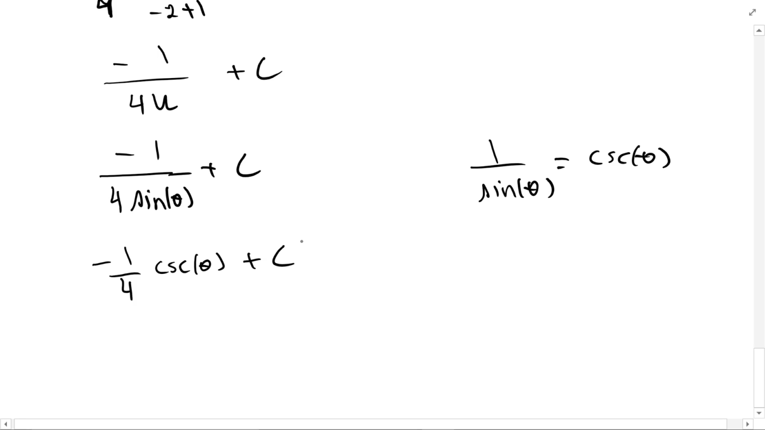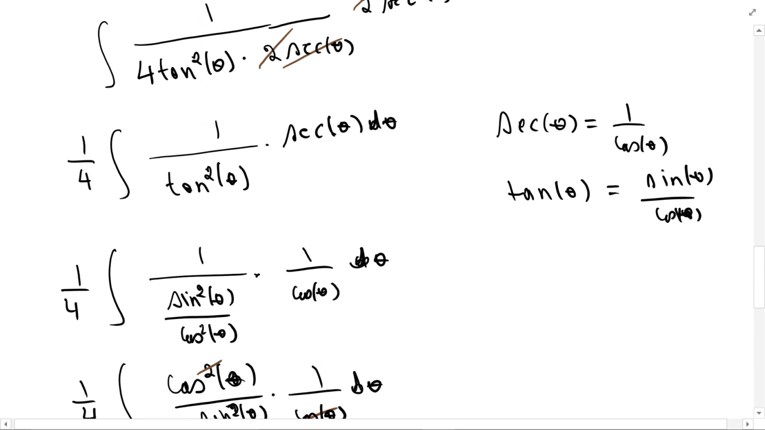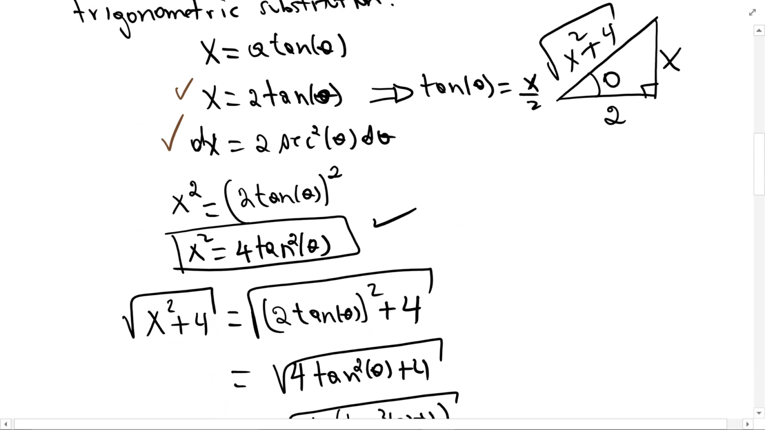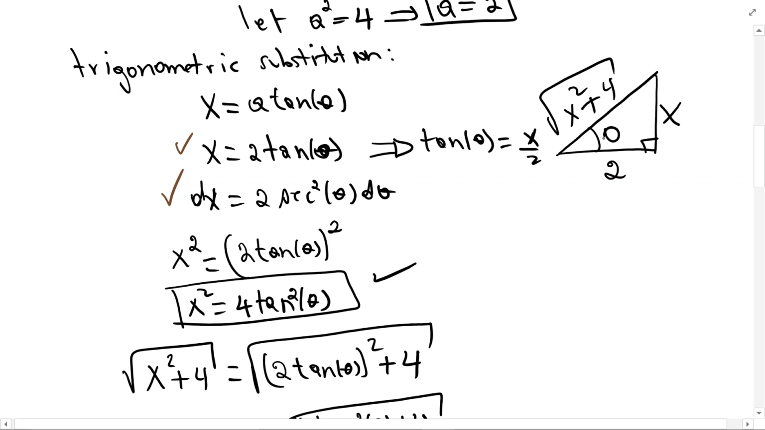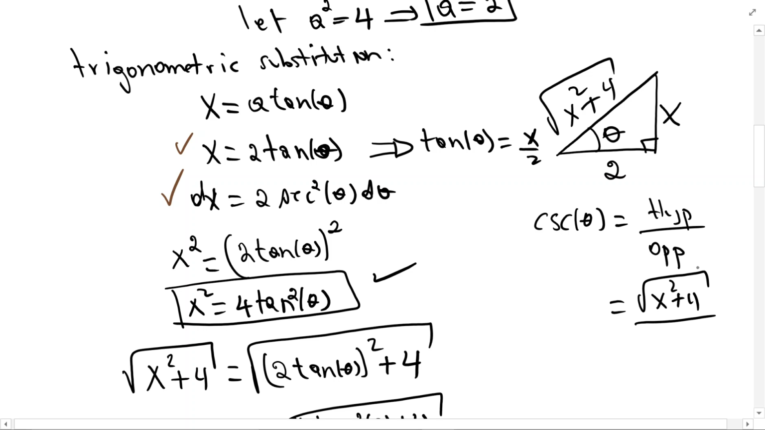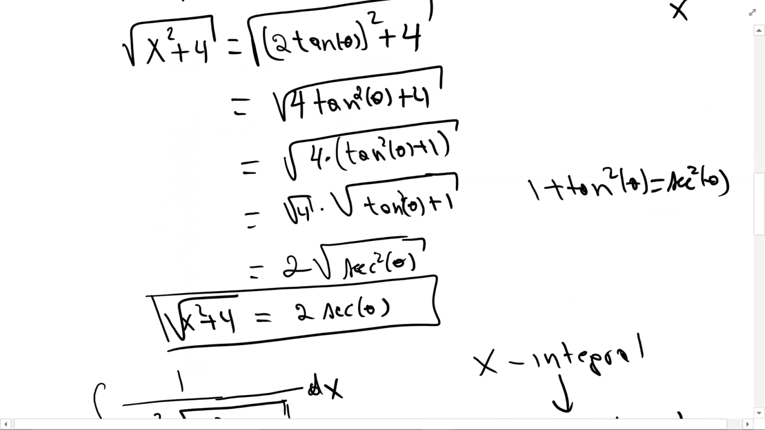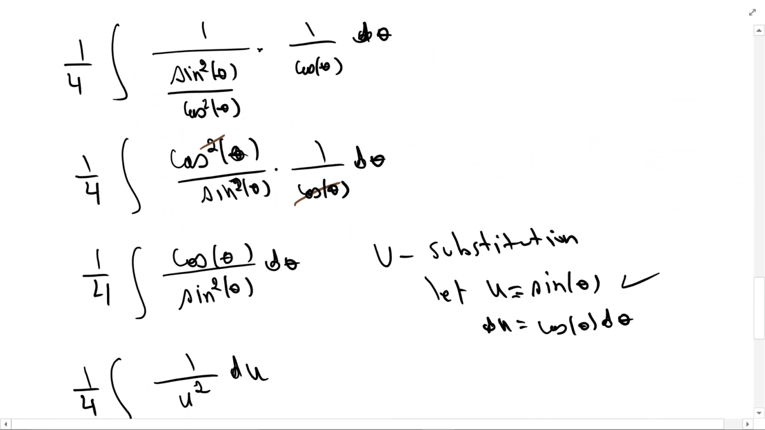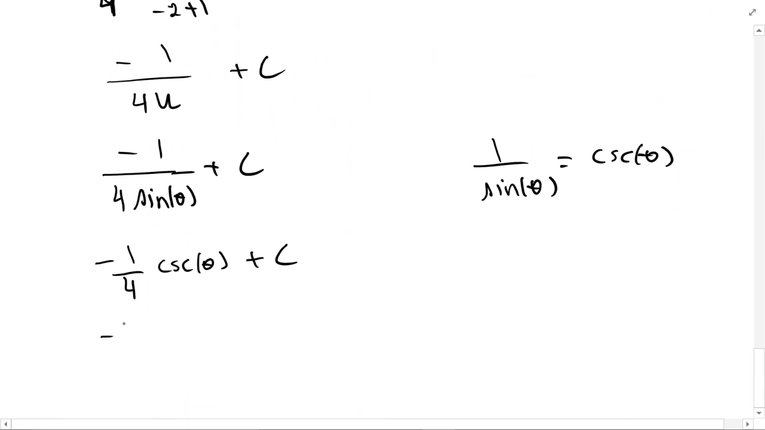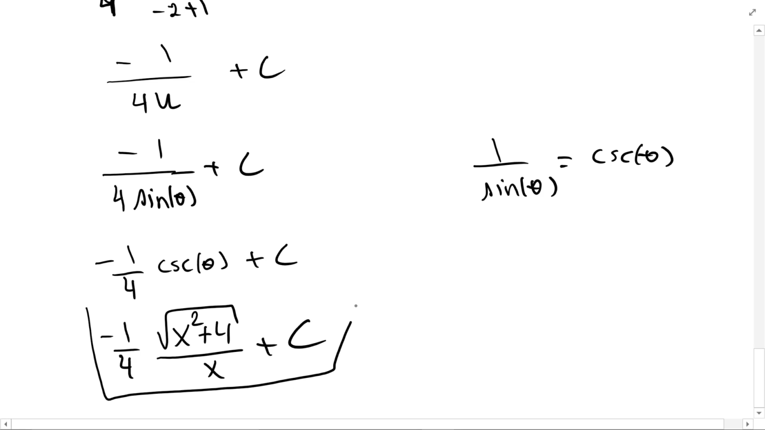Now, what is cosecant? So we go back to the right triangle. We see that since this is our right triangle, to find cosecant theta, we know by definition it's hypotenuse over opposite. So which is the square root of x squared plus 4 divided by the opposite side, which is x. So it's going to be the square root of x squared plus 4 all divided by x. Let me copy this down here. So we end up with negative 1 over 4 times the square root of x squared plus 4, all divided by x, and then plus c. So we get our answer.